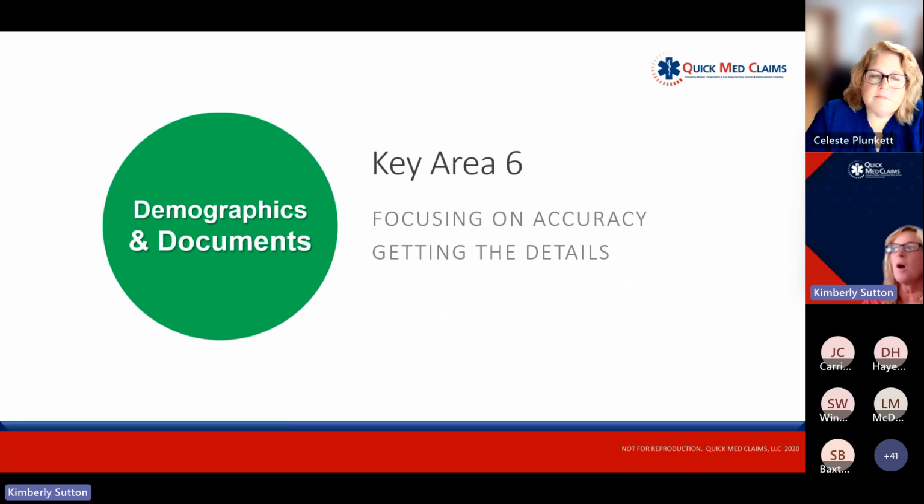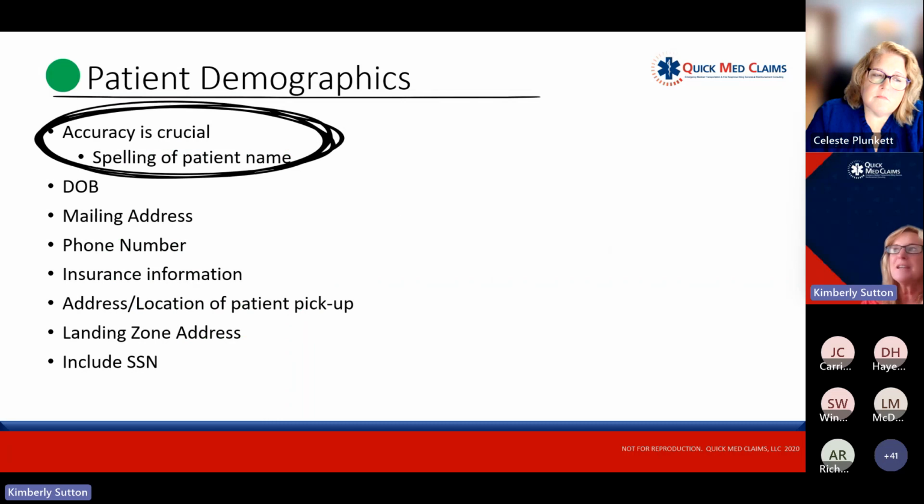Right. Next, our last key area of focus is demographics and documents. So we're going to focus on the accuracy of getting these details. The first thing is patient demographics. There are lots of times where you don't know the patient's name if it's a trauma being picked up, and we understand that that happens.